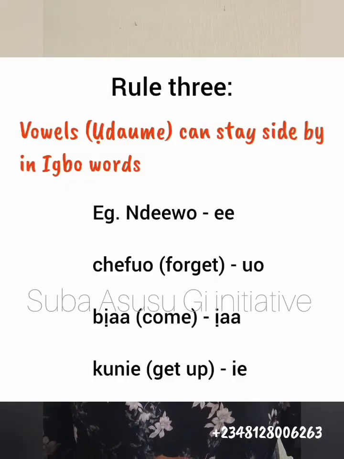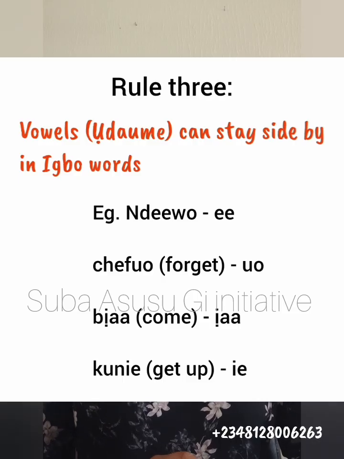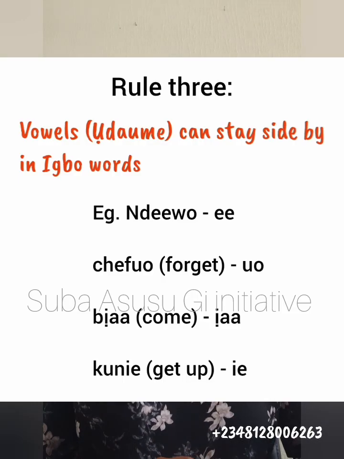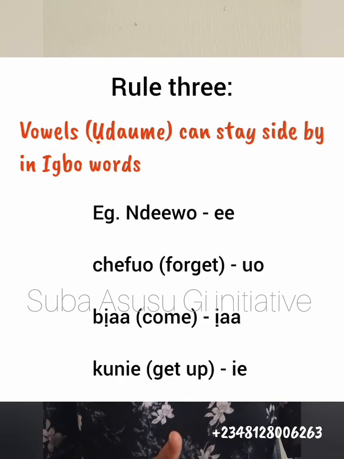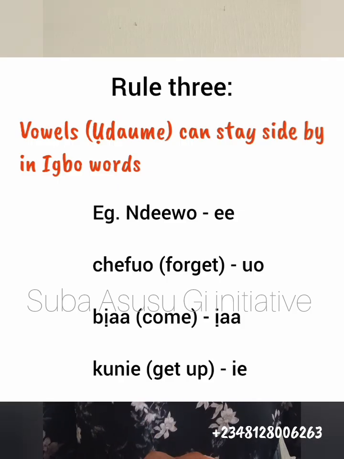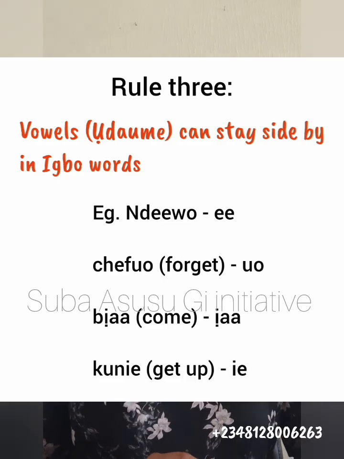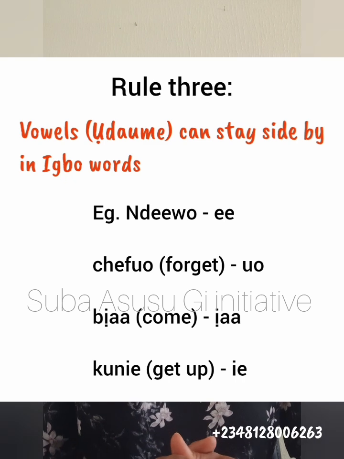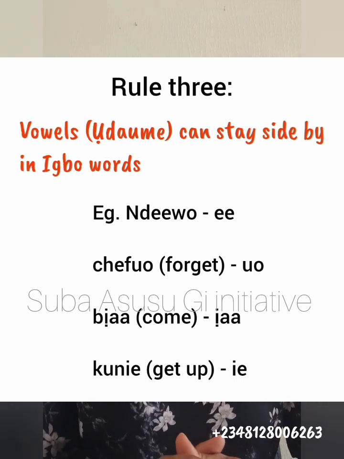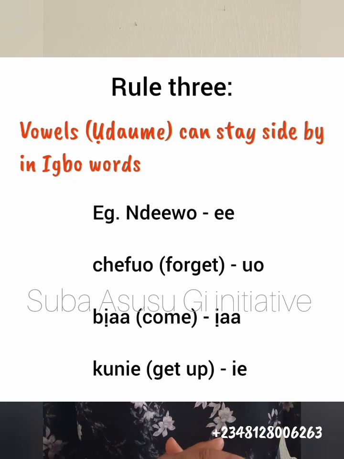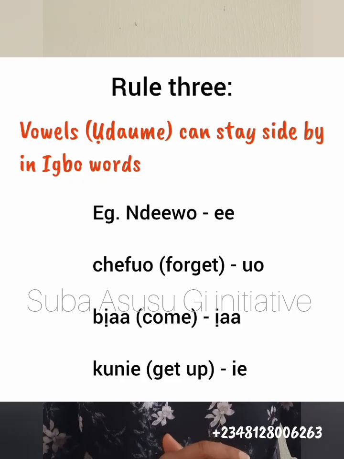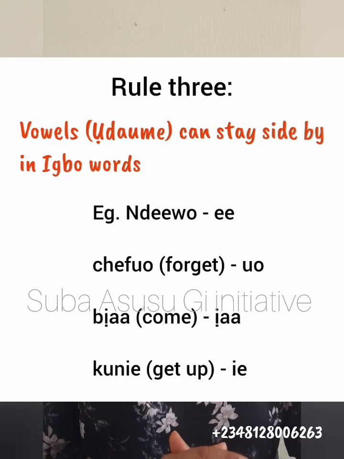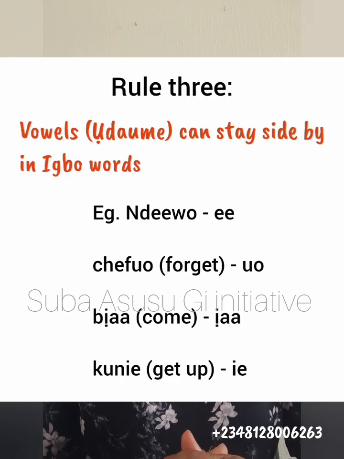Okay, so we go to the next rule, rule number 3. It's on your screen, and the rule says vowels, odaume, can actually stay side by side in Igbo words. Yes, consonants can't, but vowels can. So let's see examples. We have our special, common greeting, which we all know already, ndewo. If you spell that correctly, you will find out that you have two vowels side by side in the word ndewo.